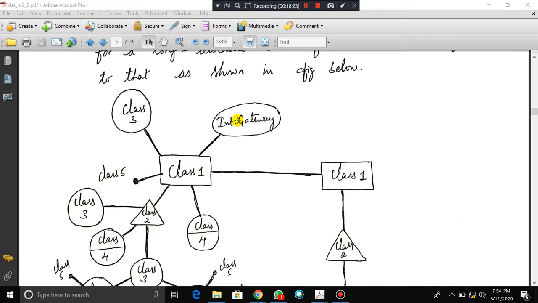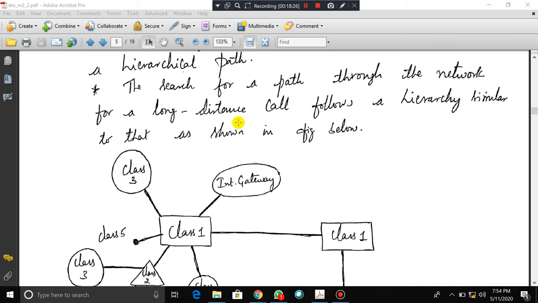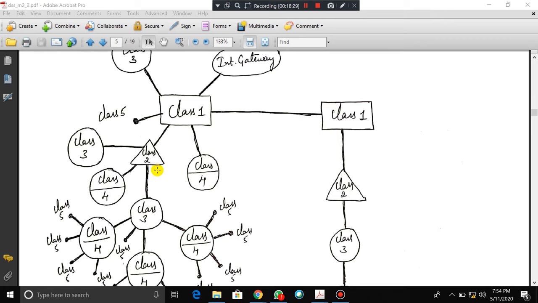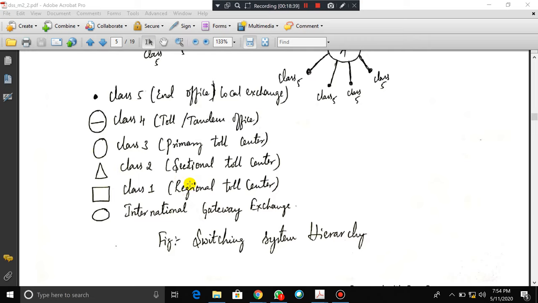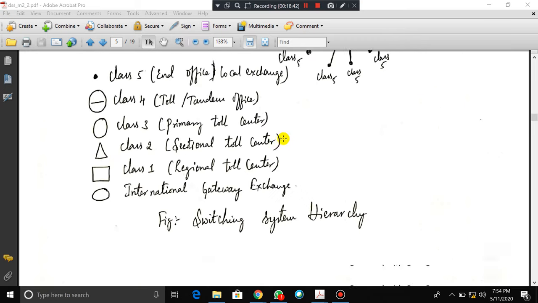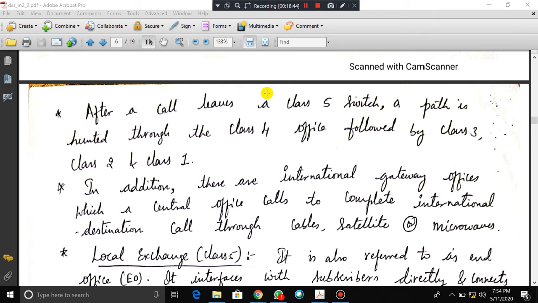So this is a diagram of the switching system hierarchy. We have class 1, class 2, class 3, the international gateway and class 4. From class 4 we have class 5, which is the local exchange connected to subscribers. Now practice this diagram, it's very important, and it is easy also. After a call leaves a class 5 switch, a path is hunted through a class 4 office, followed by class 3, then class 2, and then it reaches class 1. That's how it actually works.